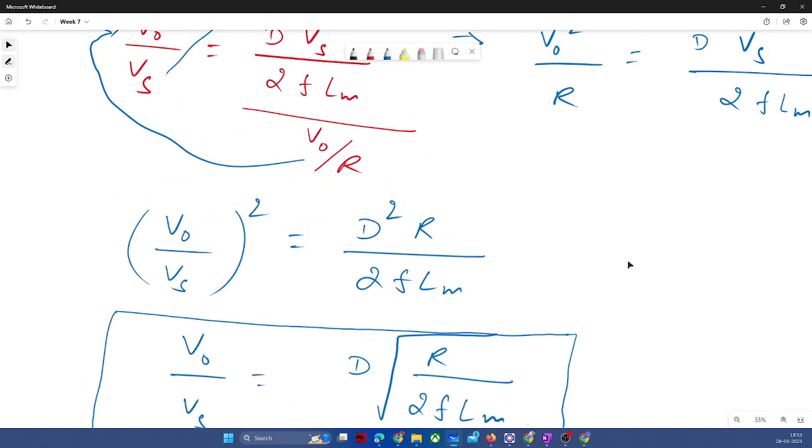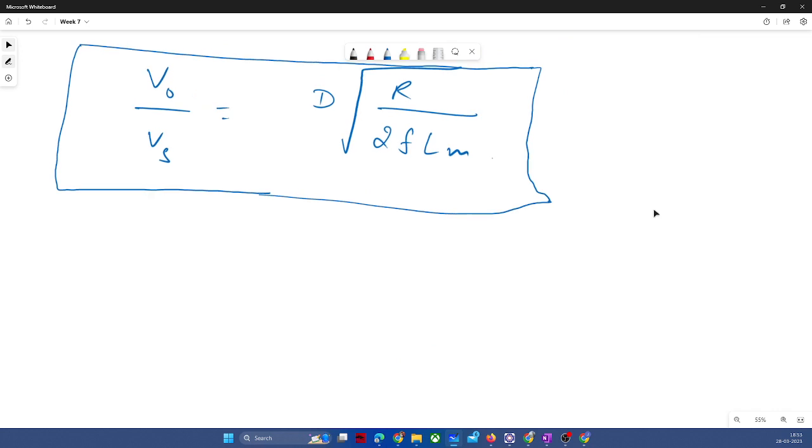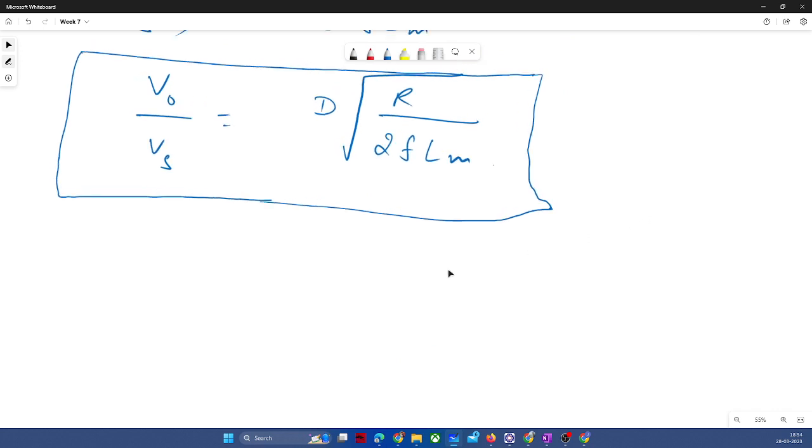Ideally L_M is infinite, and practically also it will be very high. And if you have the switching frequency also higher, then V naught by Vs will be lesser. That's my understanding. Yeah, your way of putting it is correct. So I think we can verify it here right now. It will be just 2 minute work.